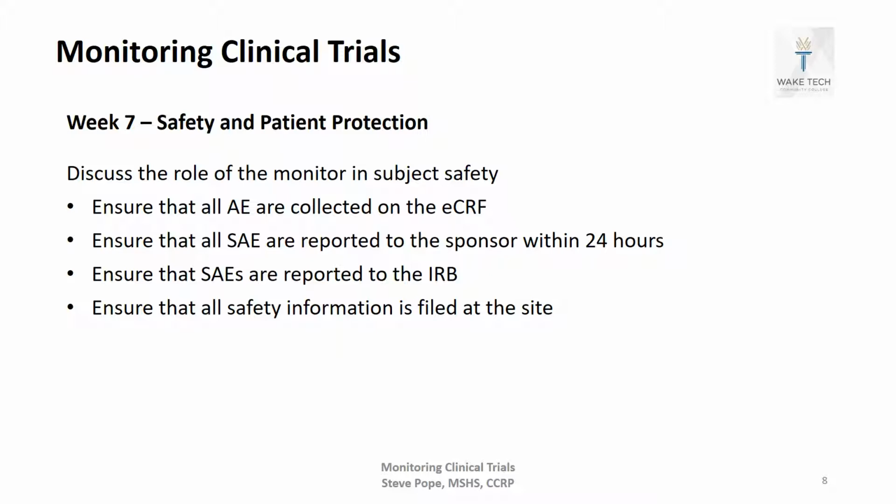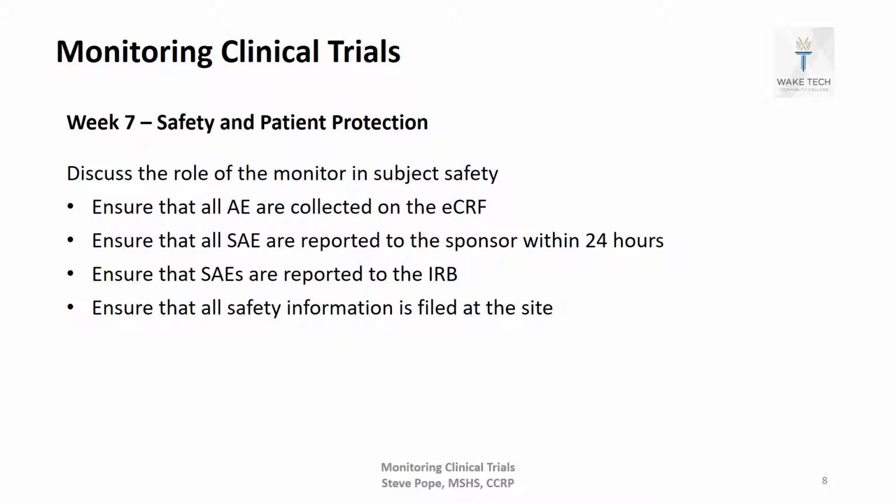We're going to ensure that SAEs are reported to the IRB. Now, in order to do this, we've got to be aware of what the IRB's reporting requirements are. In some cases, some IRBs only want to have SAEs that have a causal relationship with the study drug reported. So we need to make sure that PIs or the delegate are adequately reviewing those SAEs for causality. And then finally, we want to ensure that all safety information is filed at the site.